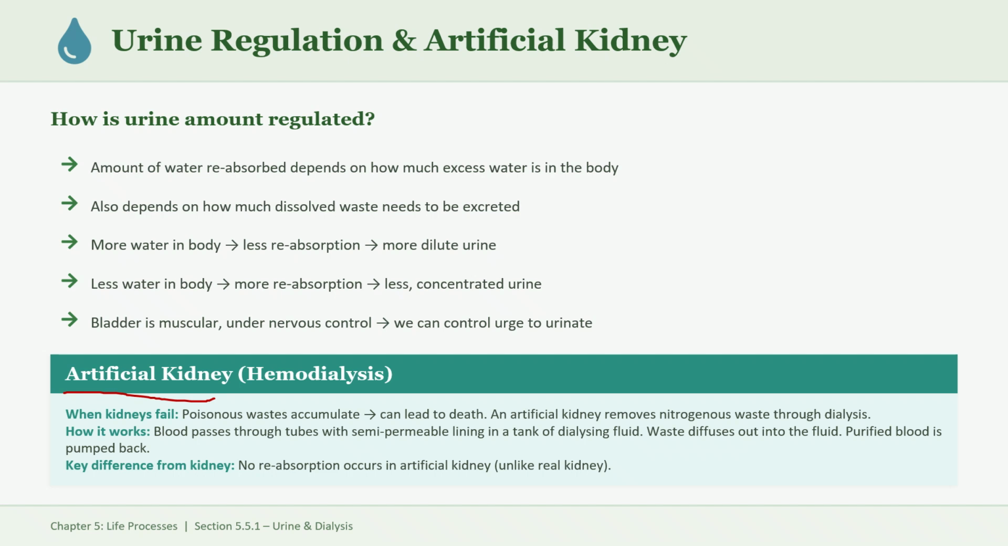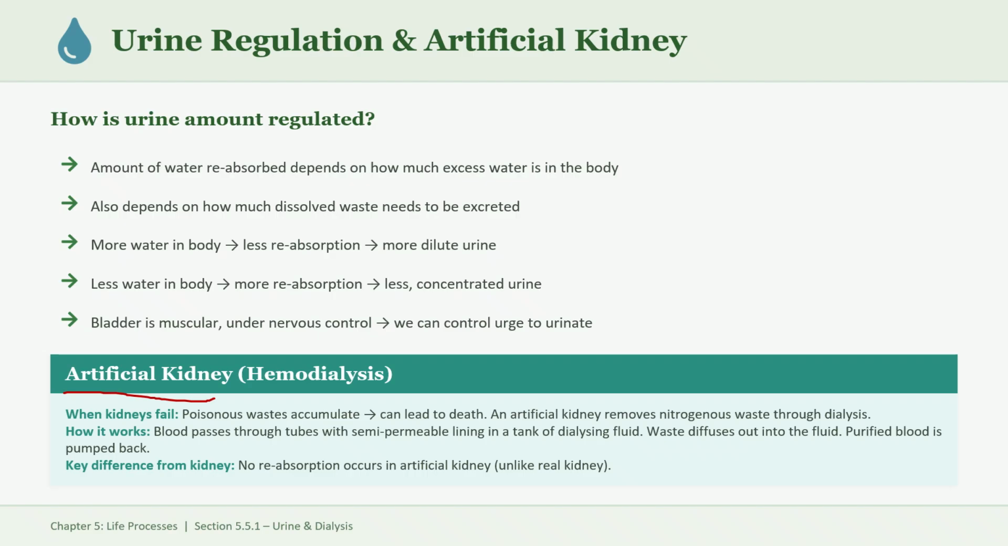So what do we do in hemodialysis? Blood is passed through tubes made of a semi-permeable membrane. The tubes are placed in a dialysing fluid that has the same osmotic pressure as blood but lacks nitrogenous waste. Then what happens? The waste products diffuse from the blood into the fluid. Now it has been diffused into the fluid, and our blood is purified. This purified blood is then returned to the body.